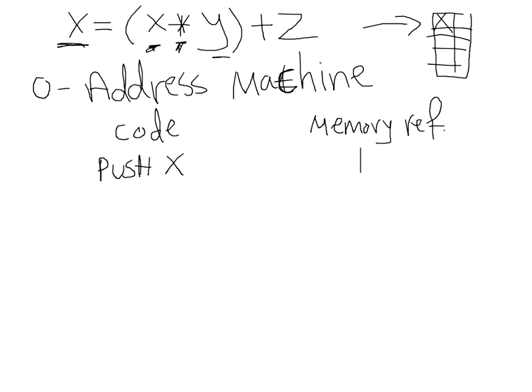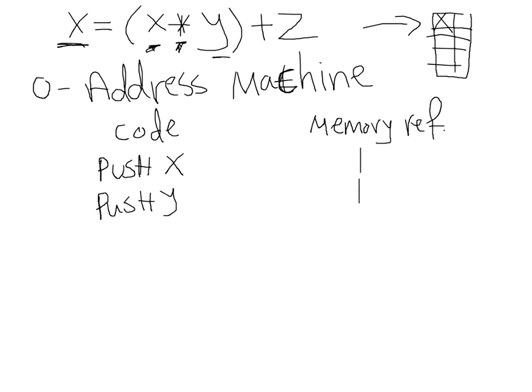Then the next variable you have is y. So we need to have this value. So we say, okay, then push y. Push y. Again, it's the same idea. We need to access the memory once to get the value of y.